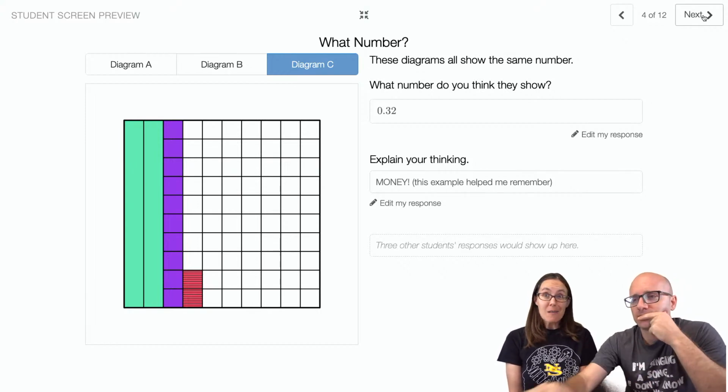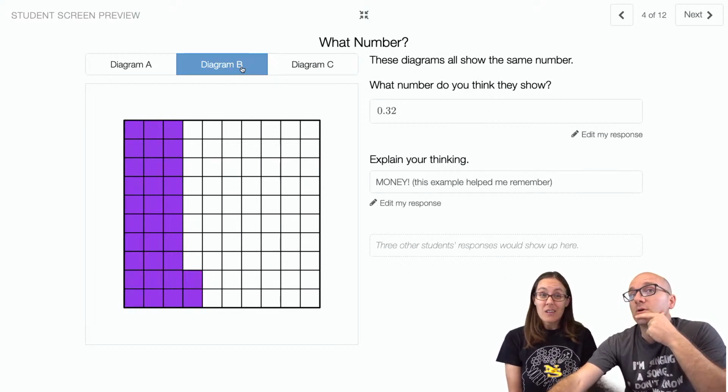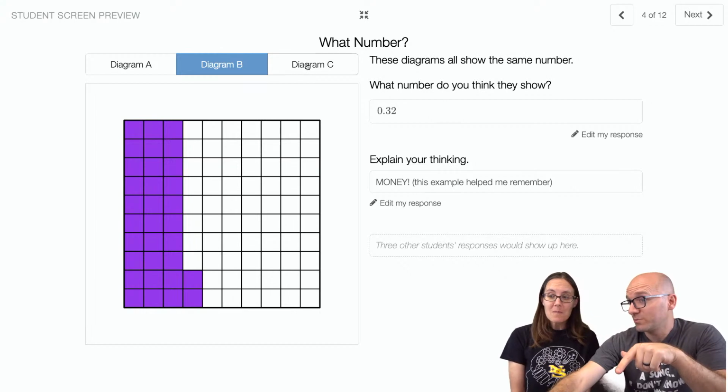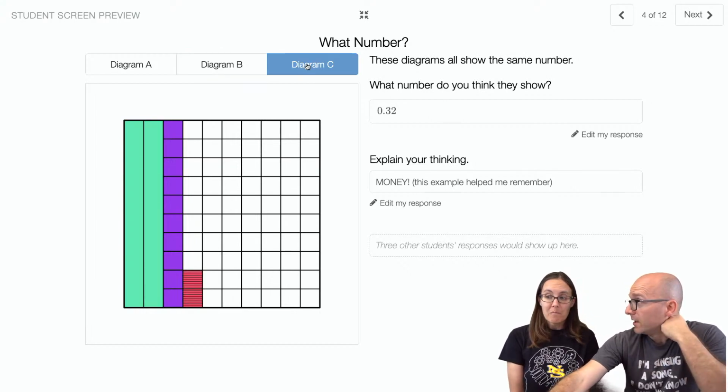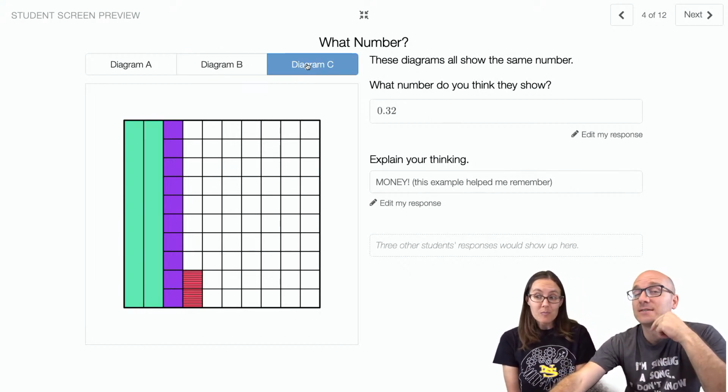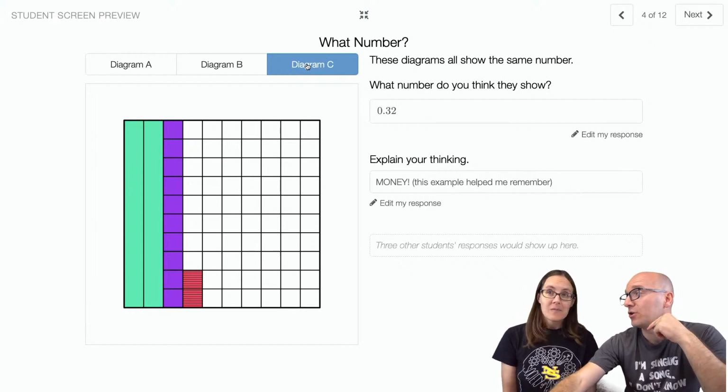I think it's the same, Math Dad, because that would still be 0.32. So, am I right? So, wait, even if it's purple, it should be the same as if we colored it in differently? It would still equal 0.32. Yes. So you are correct.